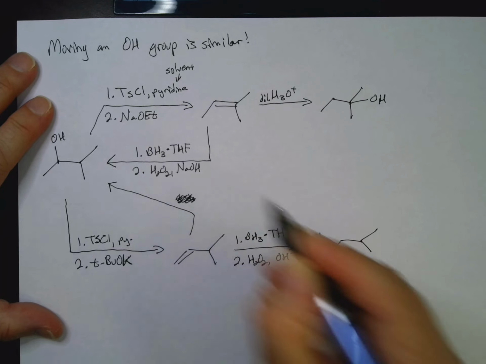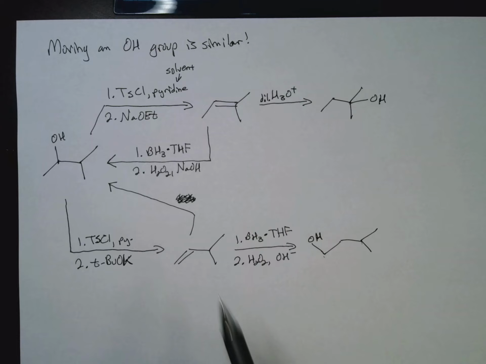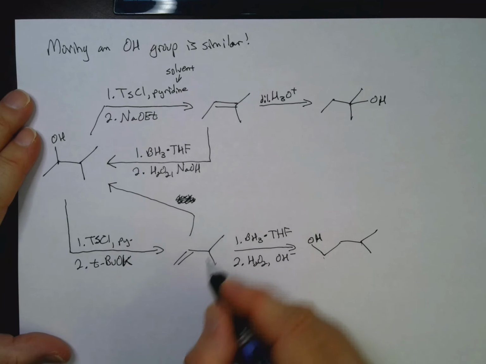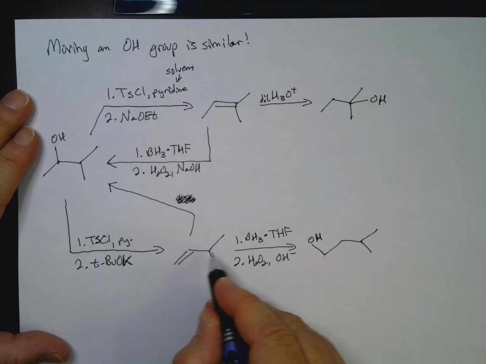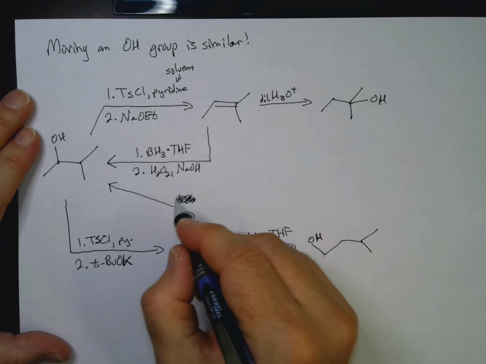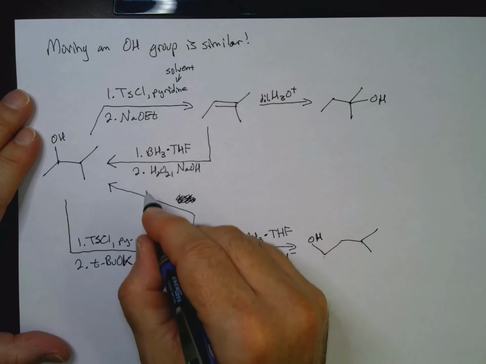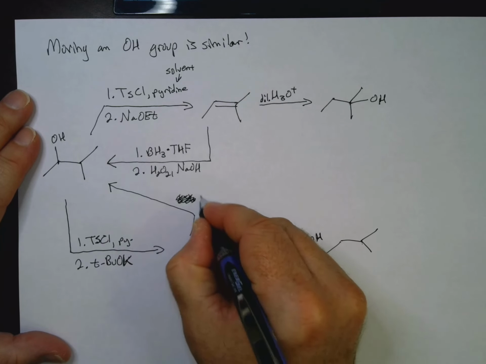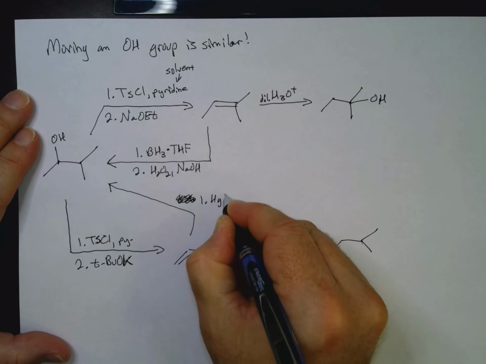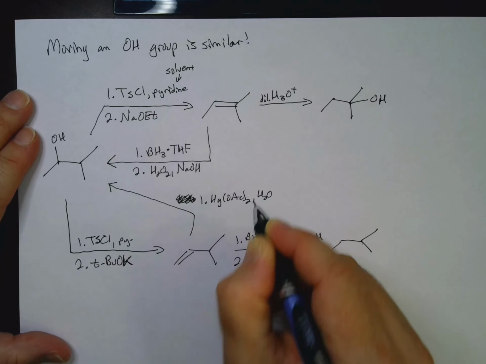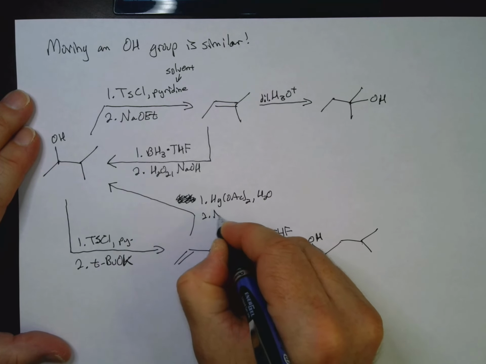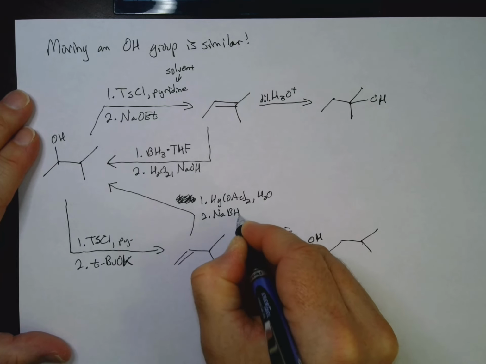Actually, I don't want to use dilute H3O+ because I could get a rearrangement. The reason is I'd make a secondary carbocation and then that hydride could hop over. And so instead, I'd want to do my oxymercuration-demercuration. So let's do that. HgOAc2, H2O, followed by NaBH4.